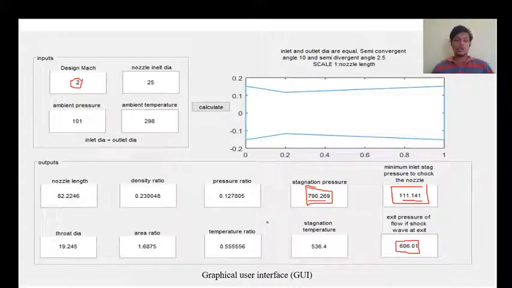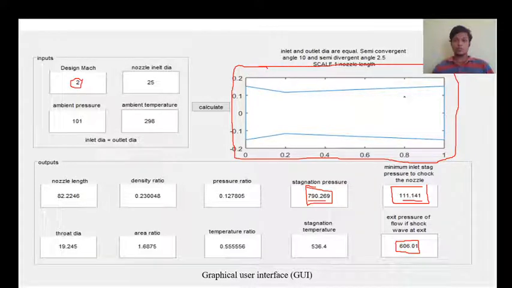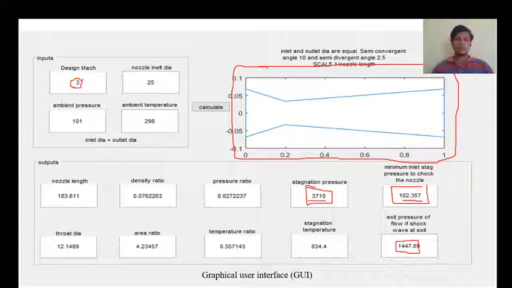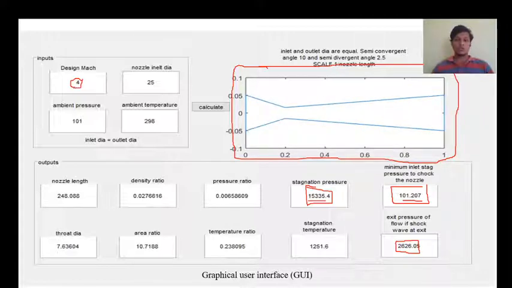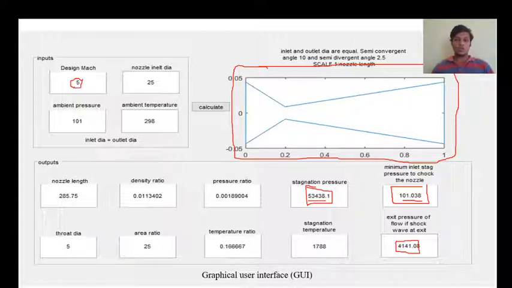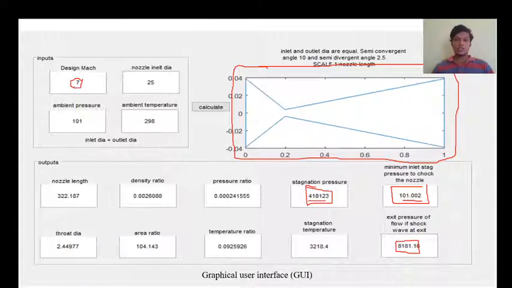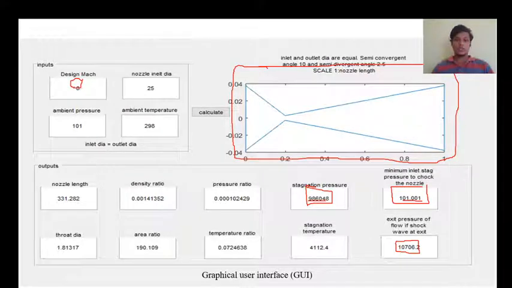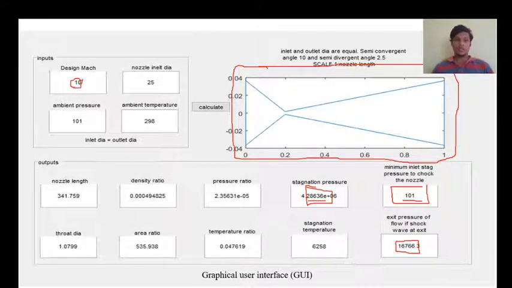Let's focus on this area. From now onwards, for up to a few slides, this plot will continuously change, showing how the contour of the nozzle and the plot will vary with the design Mach number. Let's see for Mach number 3. You can see how it is varying. This is for Mach number 3, and now going to Mach 4, and Mach 5, 6, 7, 8, 9, 10.